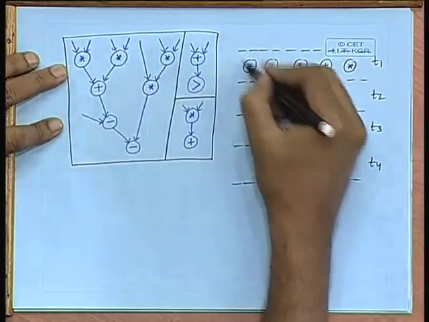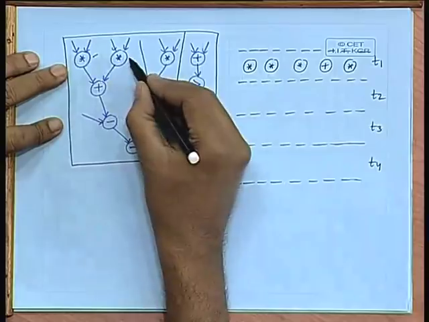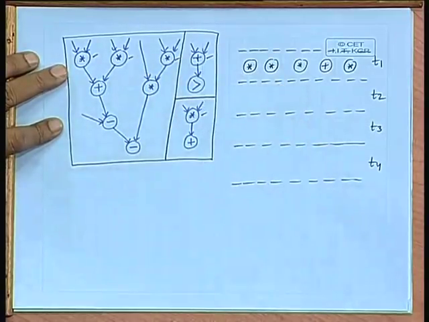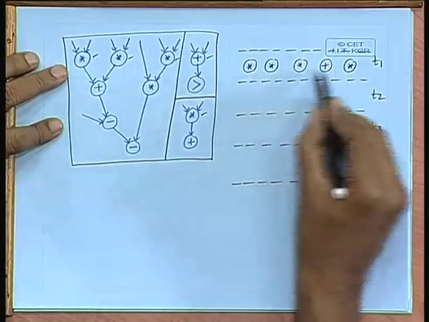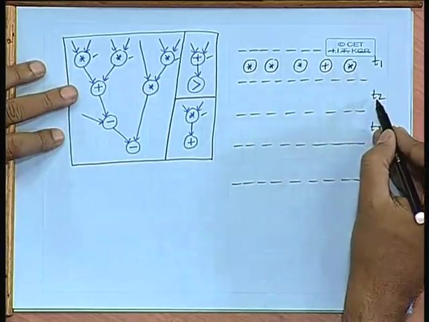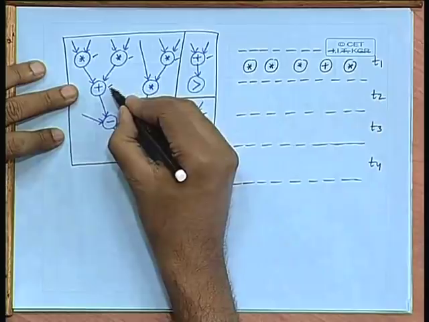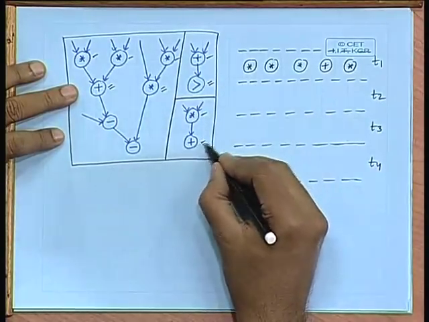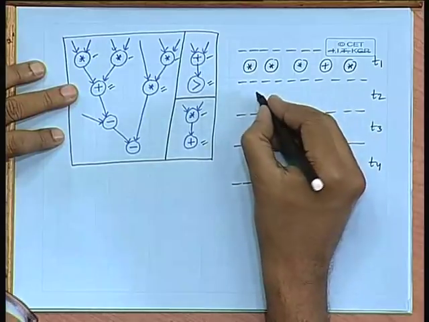I am not showing the arrows from the top. So, these are the 5 steps or the 5 operations we have already allocated. Then once these are completed in time T2, what can we do? We can allocate this addition, this multiplication, this comparison and this addition. So, let us do that.